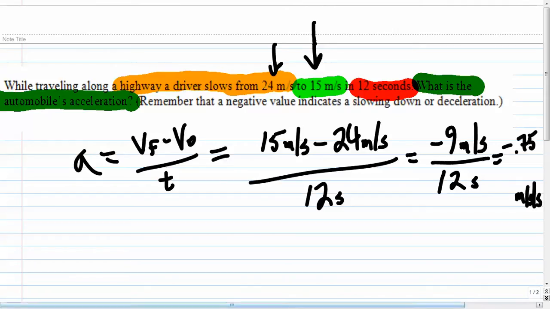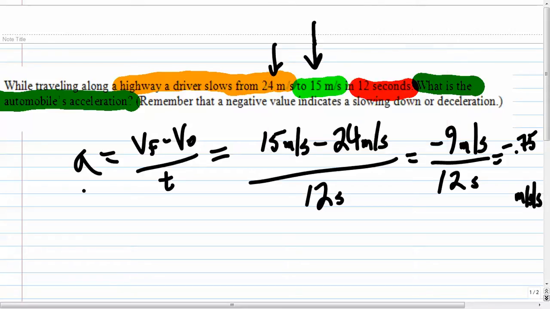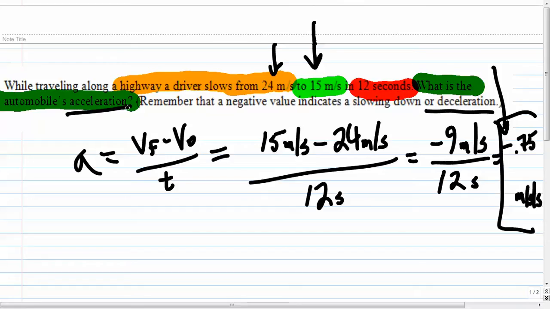And just because I'm paranoid, I don't want to put something on the internet that's totally wrong. 9 divided by 12. Okay, not that I haven't done that before. I've made lots of mistakes. But anyway, there's our answer. It's negative 0.75 meters per second per second. And what does that negative mean? That means that our acceleration was negative, or it was slowing down.